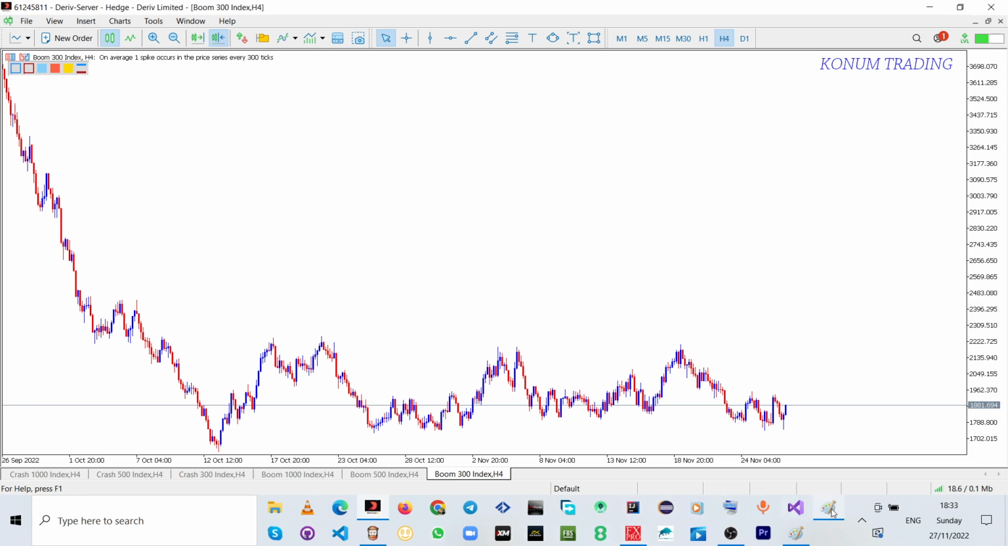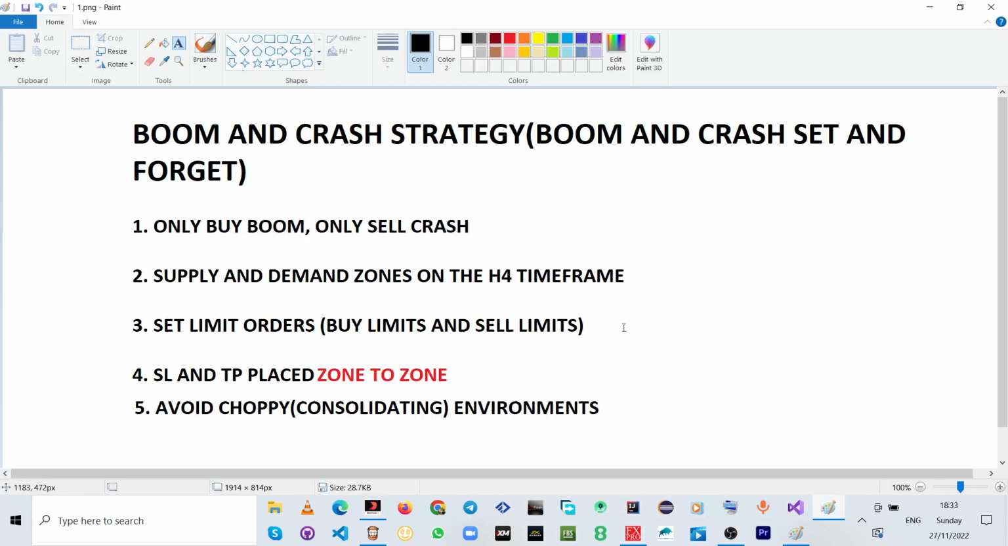So let's get in it. As you can see, this is the boom and crash set and forget strategy. The idea is simple. You set your trade order, then you forget about it, then the money just makes itself.